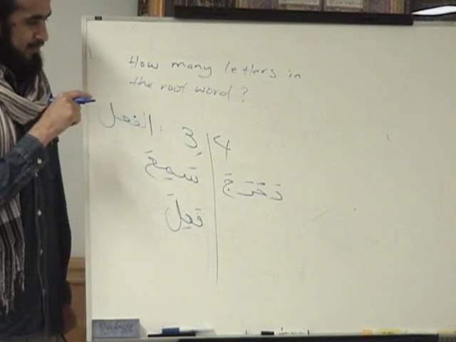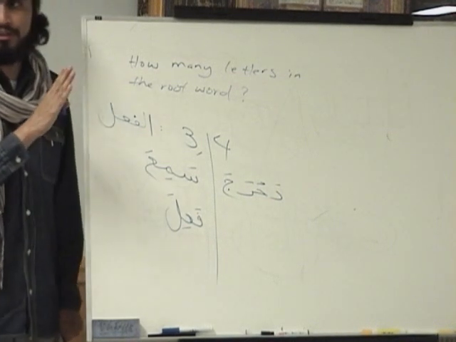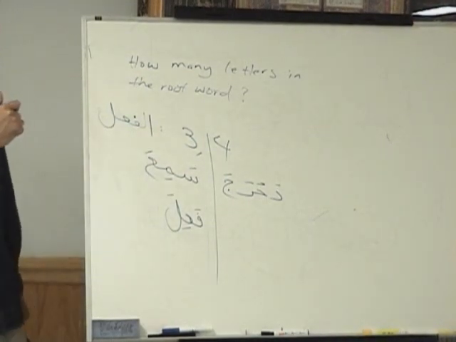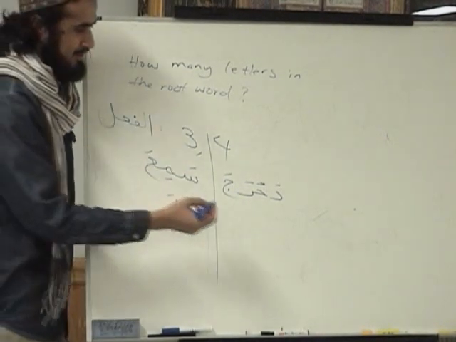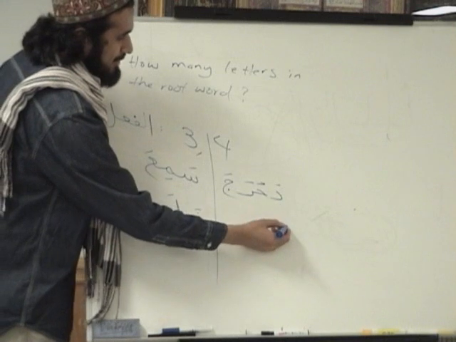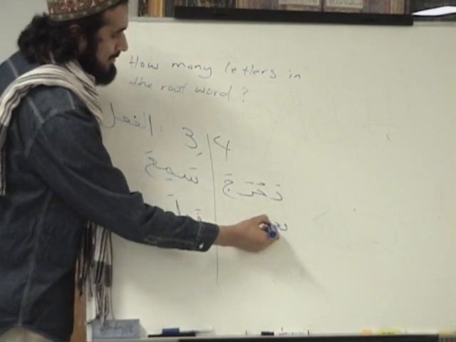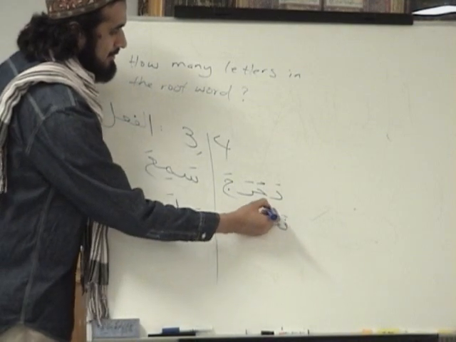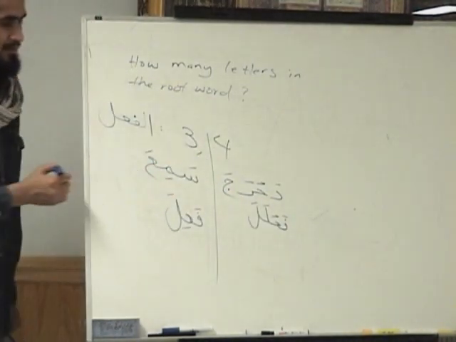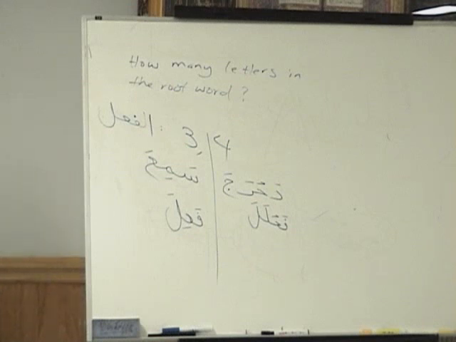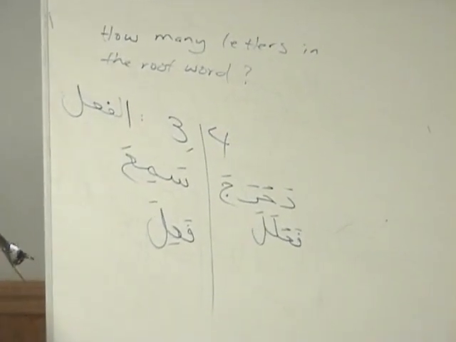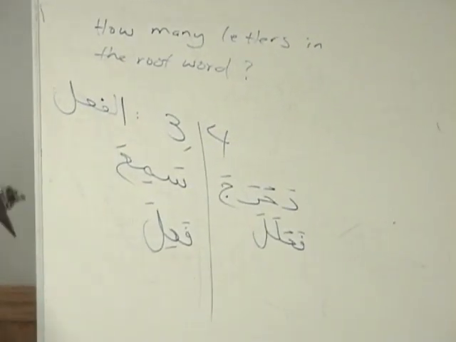And dahraja, again, we know all 4 letters are original, nothing extra. What would be the scale? How would you weigh it? Fa'lala. Can we have 5-letter verbs? No. Can we have 2-letter fi'als? No. It has to be 3 or 4.